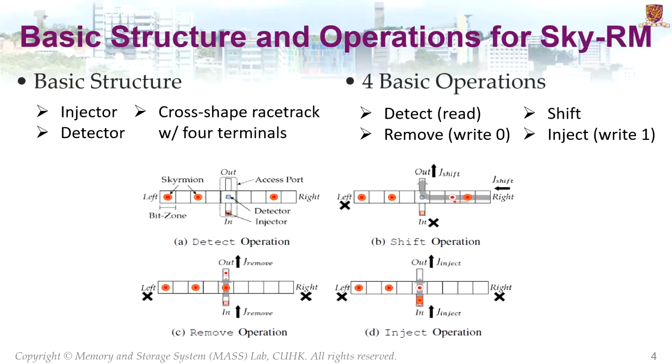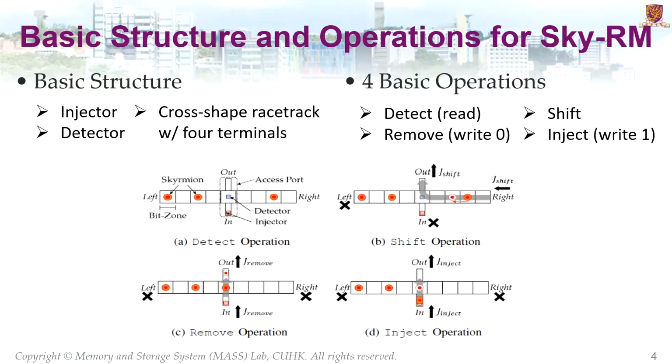This slide shows the basic structure of Skyrmion racetrack memory. We can see from figure A that we have a racetrack and there are several Skyrmions on that racetrack. The racetrack can be partitioned into several equal-sized bit zones. If the bit zone contains a Skyrmion, then we say that bit is 1. Otherwise, if the bit zone is empty, then we say that bit is 0.